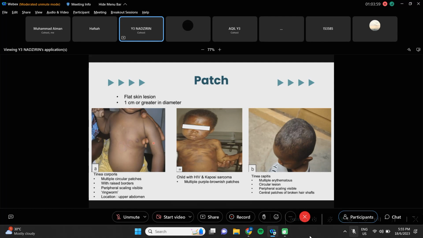So at the upper abdomen. So on the child with Kaposi sarcoma and HIV, we can see there are multiple purple brownish patches. Then in the tinea capitis patient, we can see there are multiple erythematous circular lesions, and we can see the broken hair shafts of the patient. So that is all for the flat skin lesion.